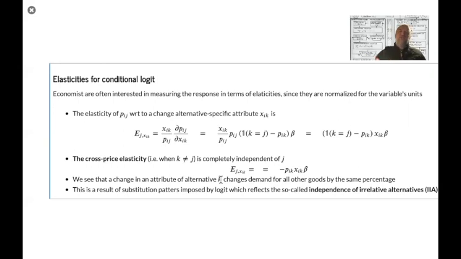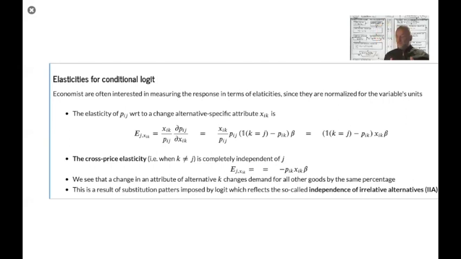Let's be specific. Now here's the cross price elasticity. This is what happens to the probability of alternative j if I change attributes of alternative k, where j and k are different. Then this term is 0 and it collapses to this. What is striking here is that a change in an attribute of alternative k has an effect that is completely independent of j. There's no j in here. This means the change for all goods other than k is the same proportional change.